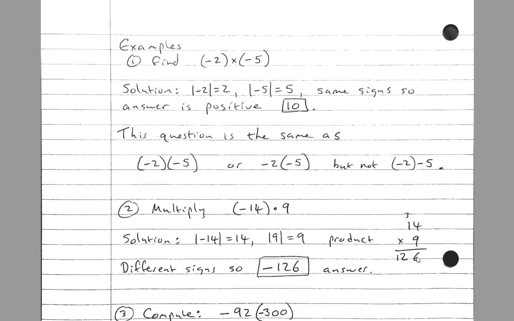9 times 4 is 36. Carry the 3. 9 times 1 is 9, plus the 3 is 12. So when you multiply the absolute values, you get 126. But here we're multiplying two numbers with different signs, so the answer is negative. So negative 126.